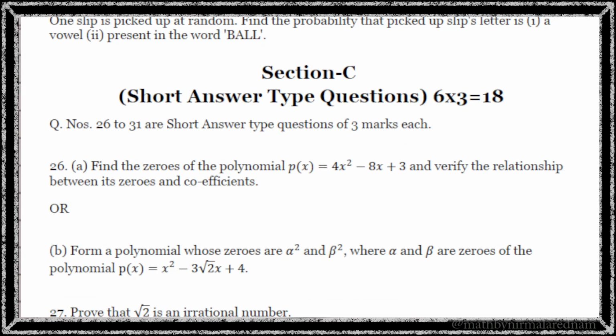26th question. Find the zeros of the polynomial p of x equal to 4x square minus 8x plus 3 and verify the relationship between its zeros and coefficients. So there are 2 parts to it. First you have to find the zeros and then you have to verify the relation between the zeros and the coefficients, right? So let's write down the polynomial.